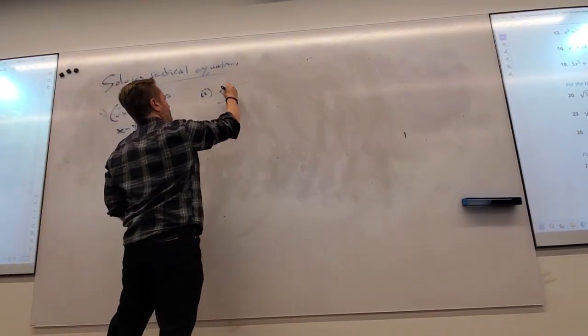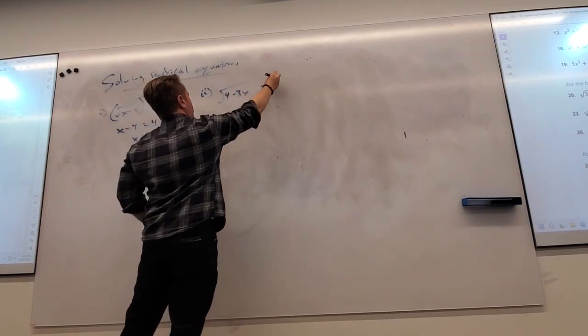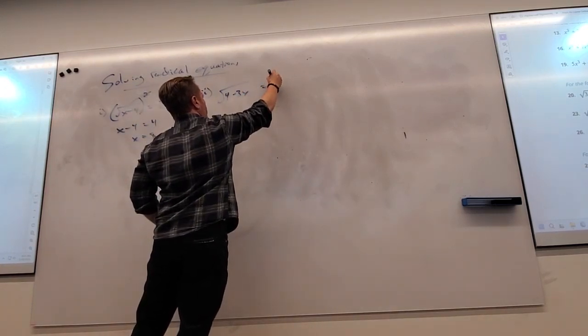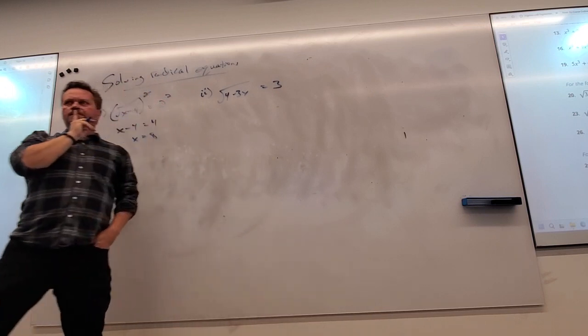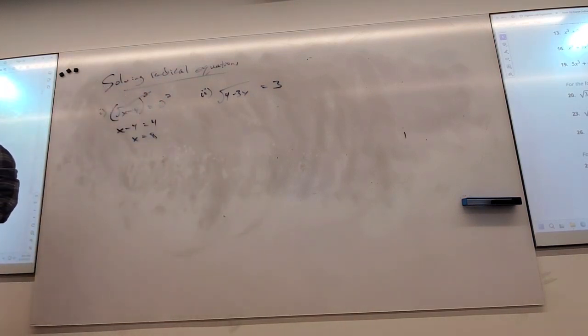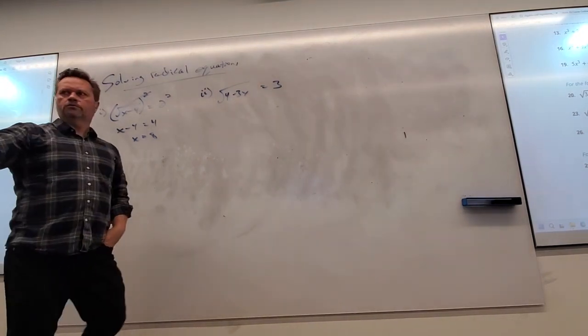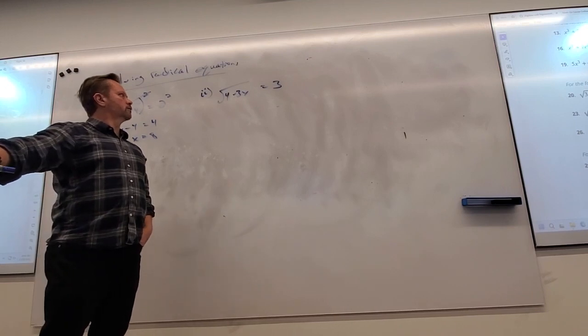Here, this is just one step up from that. Can you guys solve that one for me? No tricks. Just go ahead and solve that. You take away the radical, 4 minus 3x.